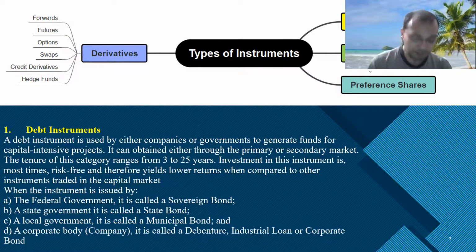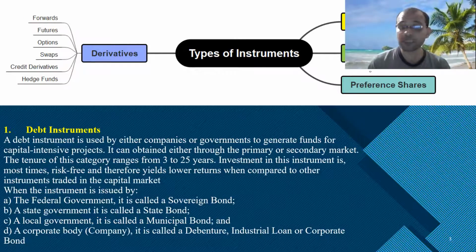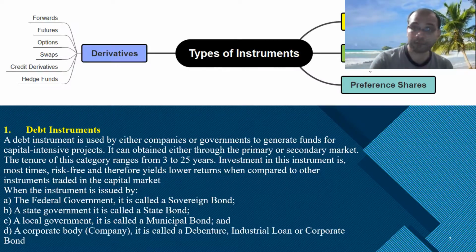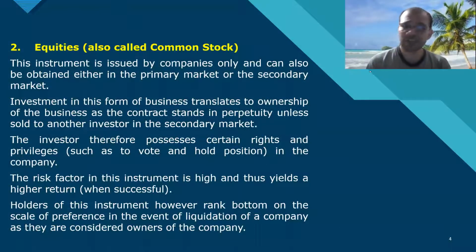in the capital market. Now, when the instrument is issued by the federal government, it is called a sovereign bond. When it is issued by a state government, it is called a state bond. When by a local government, it's called a municipal bond. And when it's issued by a corporate body or a company, it's called debentures, or industrial loan or corporate bond too.